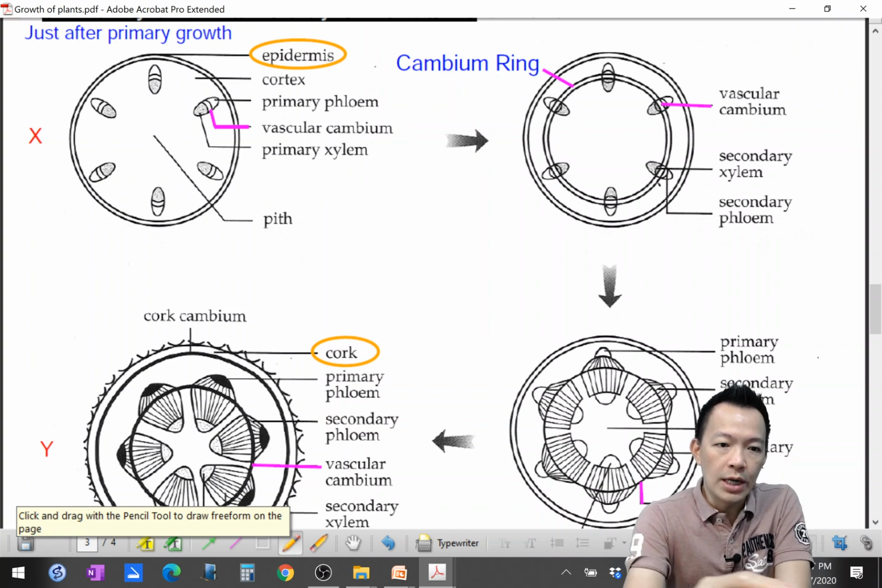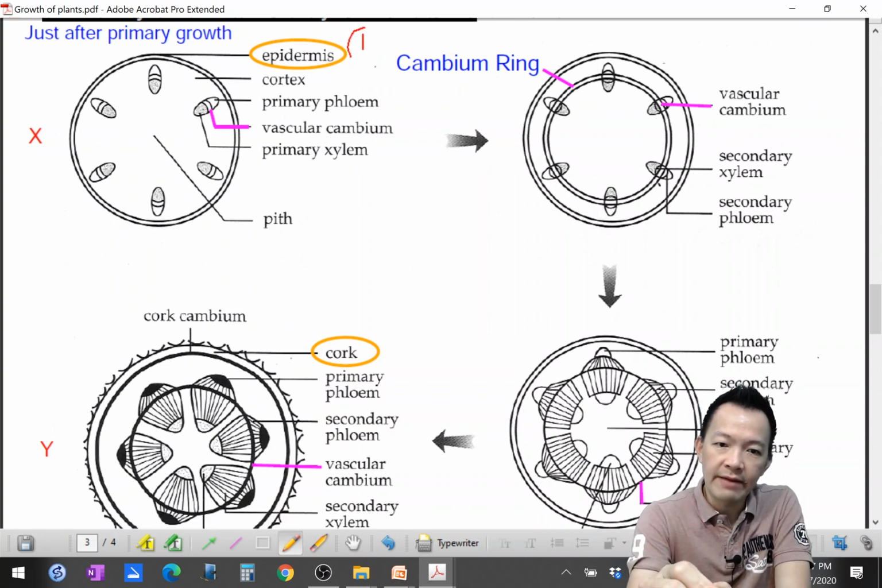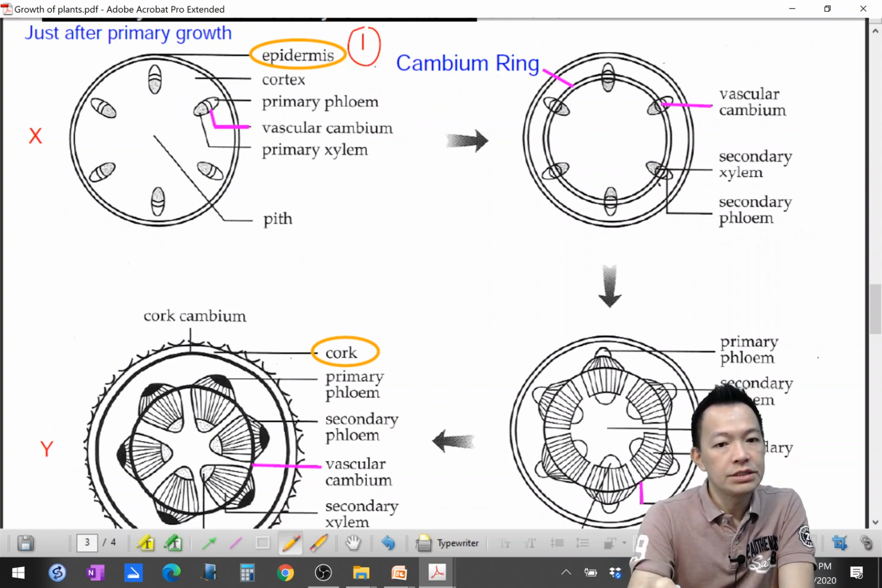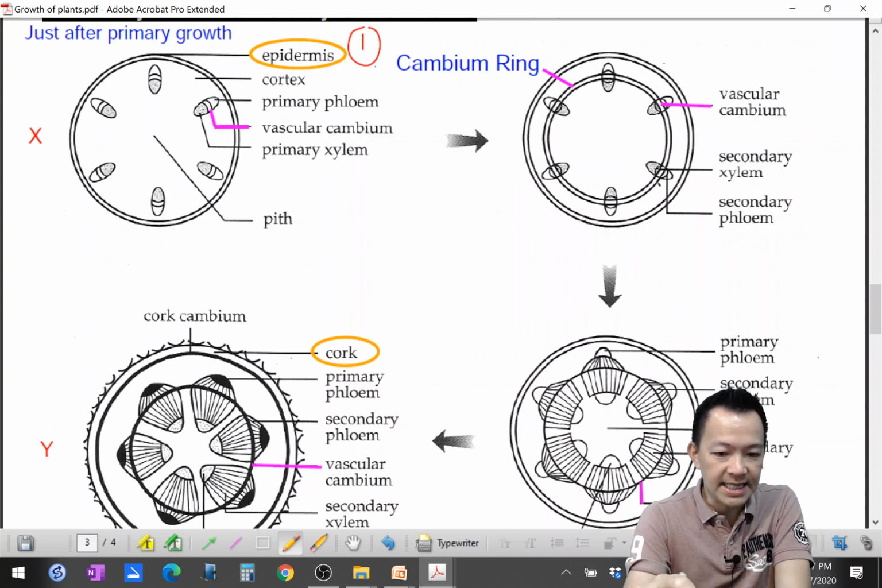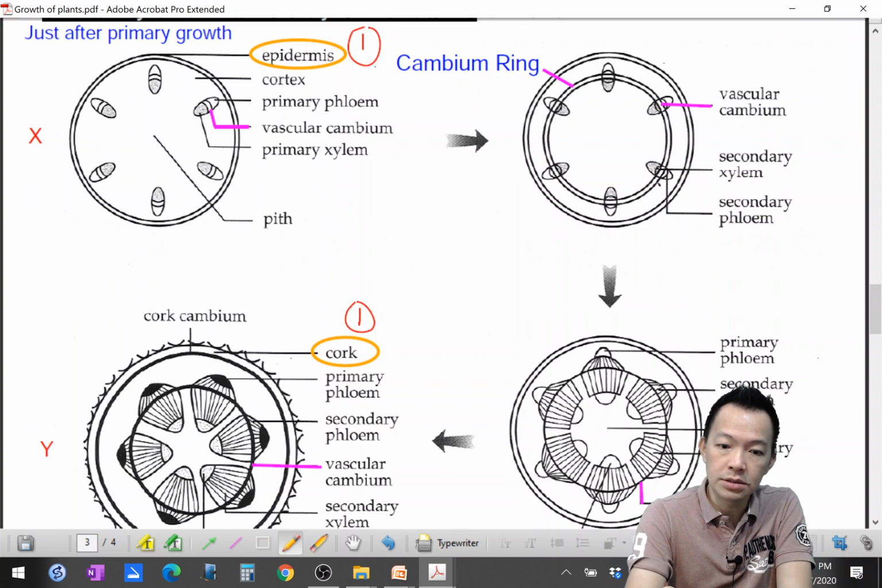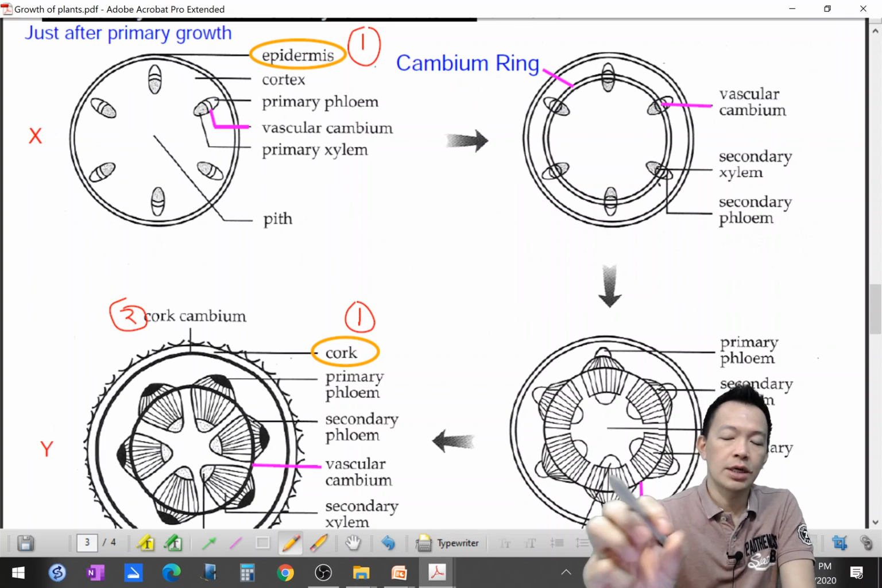Just after the primary growth, the plant has a layer called epidermis. But after the secondary growth, the epidermis is going to become cork. This is the first difference. Or, before the secondary growth, the plant does not contain any layer called cork cambium, but after secondary growth, it contains cork cambium, an extra layer.